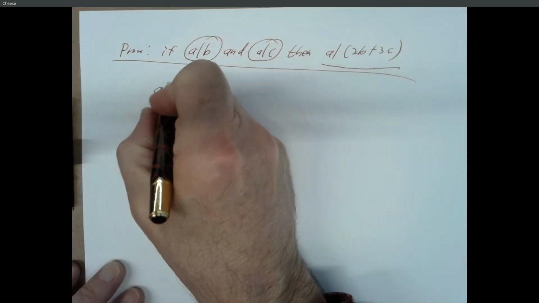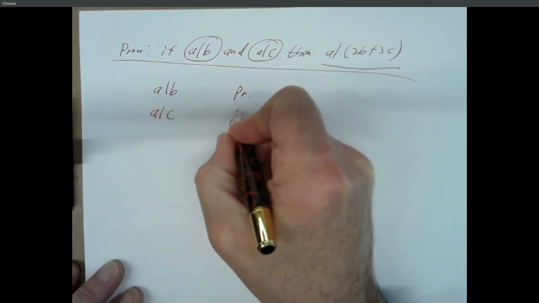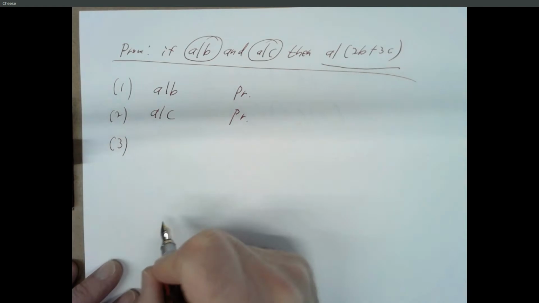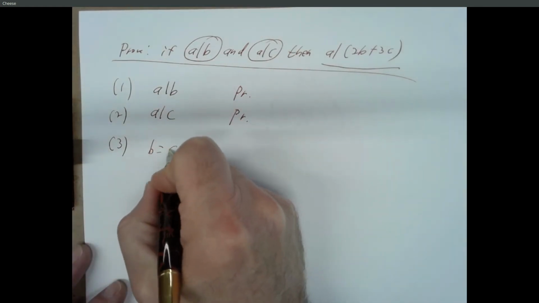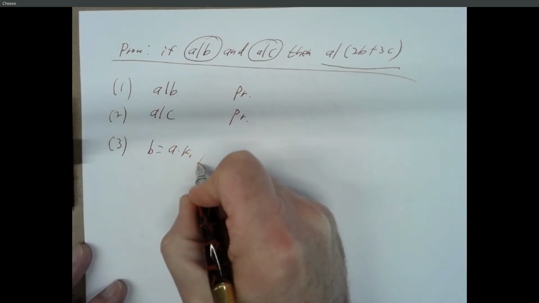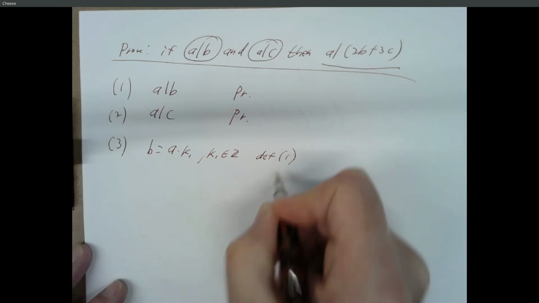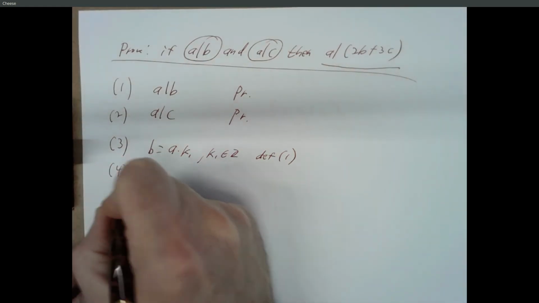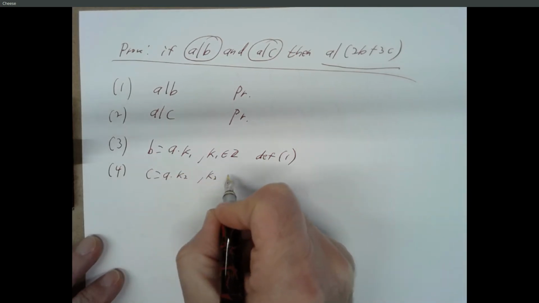So A divides B, that's a premise. A divides C, that's a premise. And then most people use the definition, so if A divides B, that means B equals A times some integer, K1. And that's the definition of divisibility applied to 1. And then since A divides C, C equals A times some possibly different integer, K2.